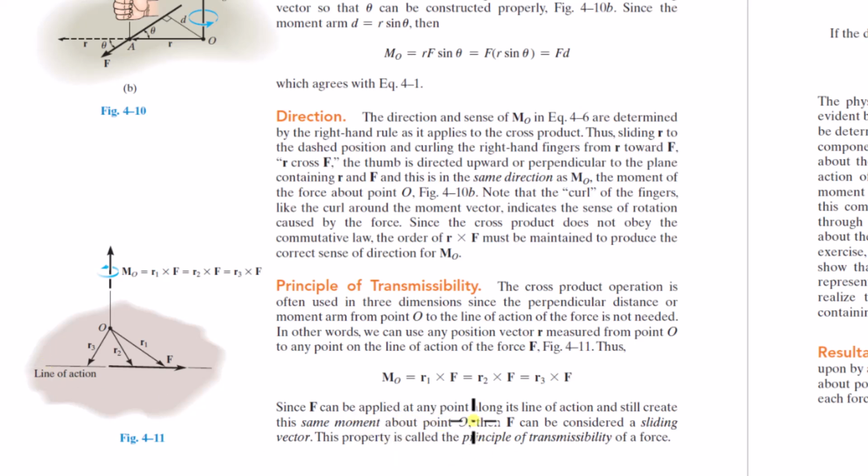Since F can be applied at any point along its line of action and still create the same moment about point O, then F can be considered a sliding vector. This property is called the principle of transmissibility of a force. Because no matter where you put the force along its line of action, you get the exact same result in the context of calculating the moment of this force about point O. In a lot of situations in statics and mechanics, we're going to find that forces are transmissible, not just for forces acting as moments, but forces in general.